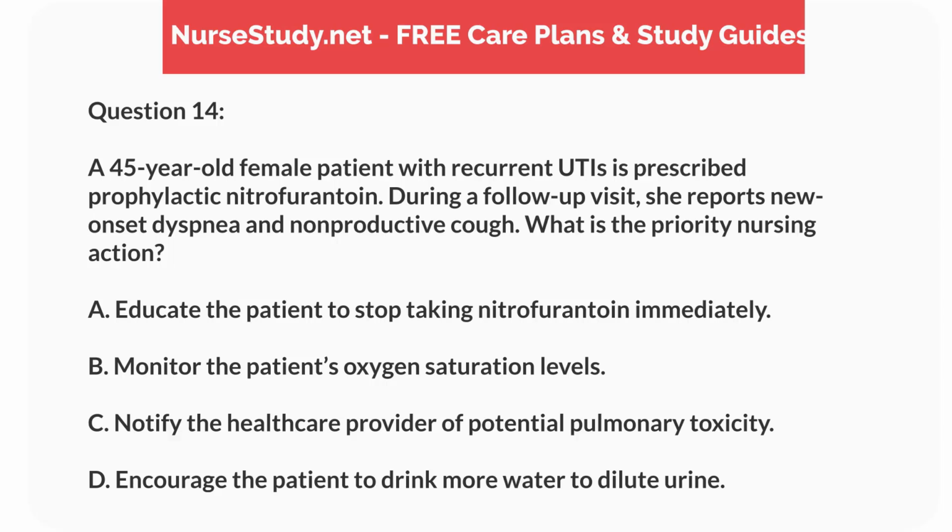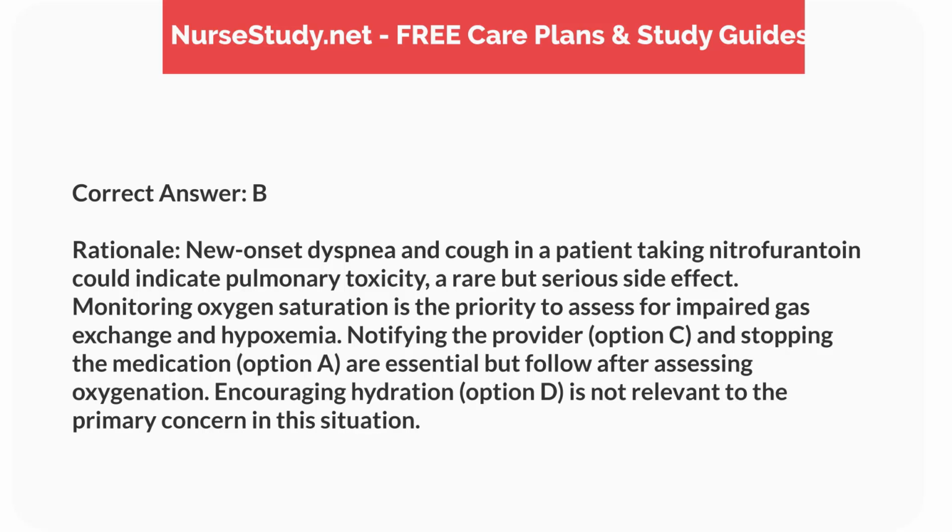D. Encourage the patient to drink more water to dilute urine. Correct answer, B. Rationale: new-onset dyspnea and cough in a patient taking nitrofurantoin could indicate pulmonary toxicity, a rare but serious side effect. Monitoring oxygen saturation is the priority to assess for impaired gas exchange and hypoxemia. Notifying the provider, option C, and stopping the medication, option A, are essential, but follow after assessing oxygenation. Encouraging hydration, option D, is not relevant to the primary concern in this situation.